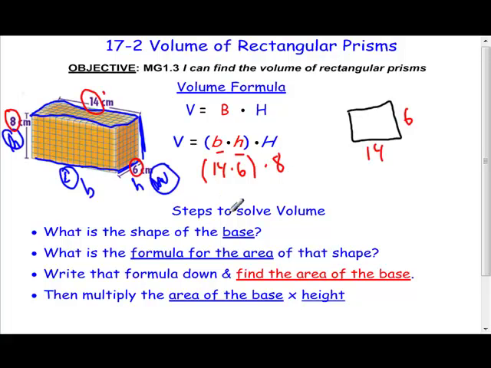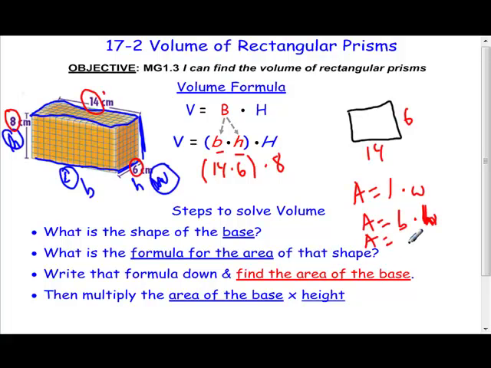So what are the steps to solving volume? You first ask, what is the shape of the base? Well, you can tell this shape is a rectangle. What is the formula for the area of that shape? The formula for the area of a rectangle is area equals length times width, or area equals base times height. You need to know both of those, but they're both the same. And then you write that formula down and then find the area of the base.